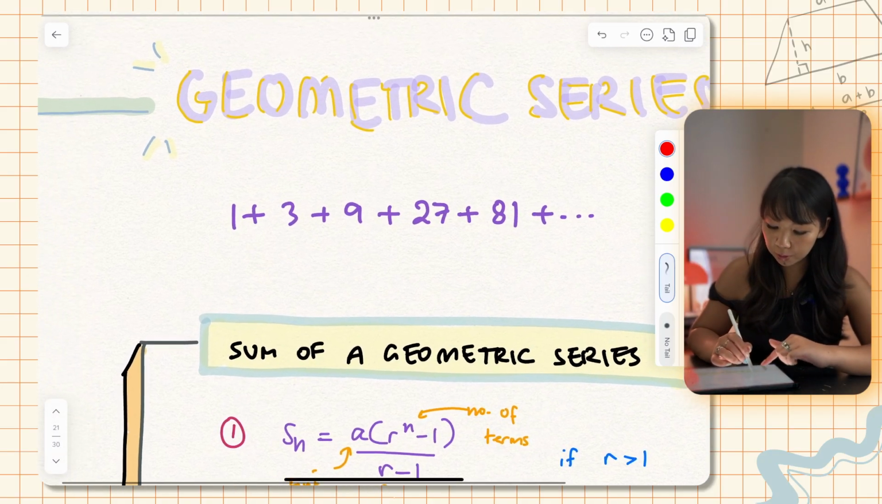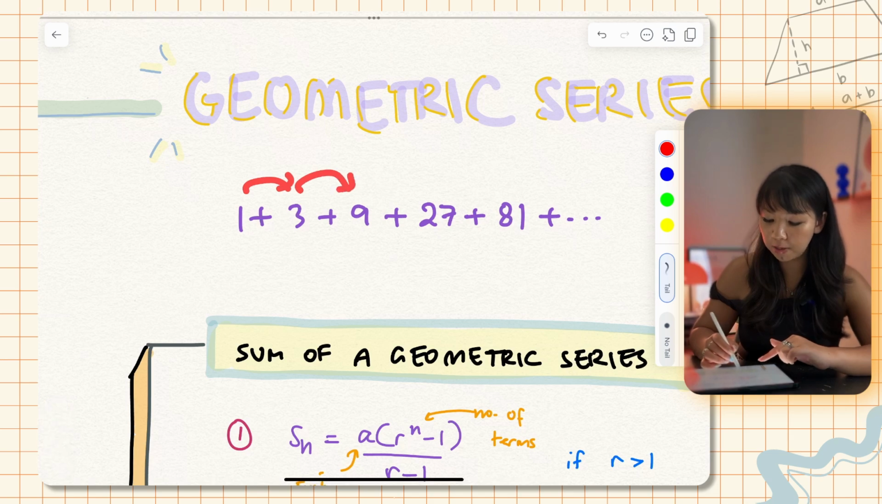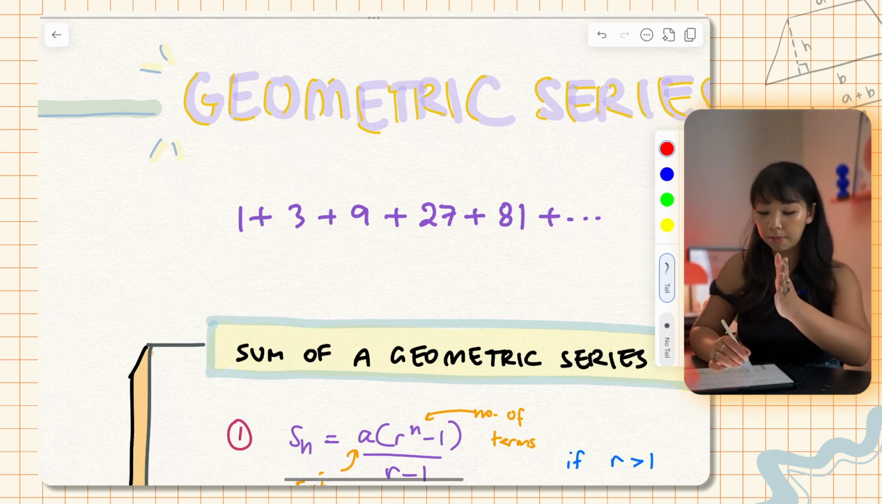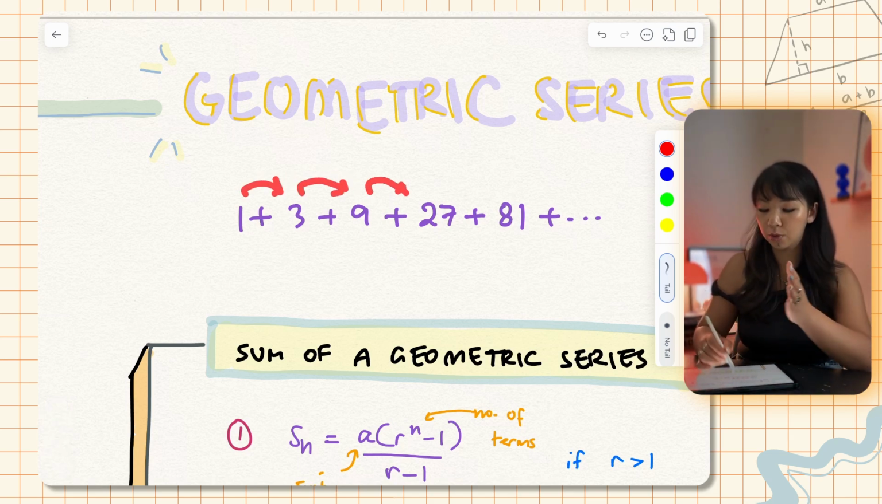In this video, we're now going to be exploring geometric series. So now we want to add all the terms that belong in a geometric progression. So for example, this one over here, you can see that it is a GP because to go from one term to the next, we're timesing it by 3 every single time.